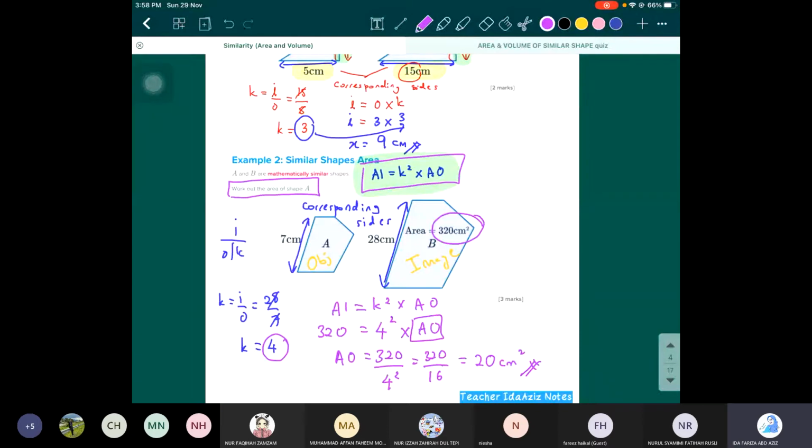Okay, that's how we use. Untuk soalan example 2 ni, you tengok, I guna dua-dua. Pyramid IOK untuk dapatkan K dulu. Lepas tu, I gunakan formula AI equal K square times AO. So, ada dua formula kita pakai kat sini.